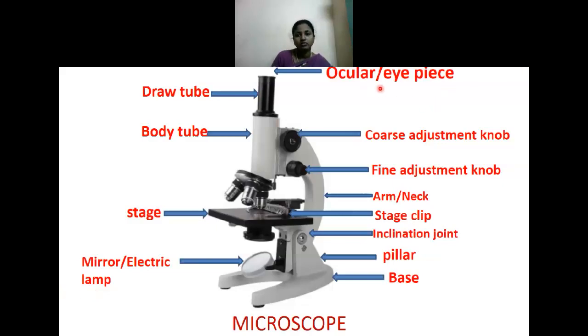Ocular or eyepiece, another set of lenses found on the top of the body, which functions to further magnify the image produced by the objective lenses. It usually ranges from 5x to 15x. That's all about the microscope and its mechanical parts.